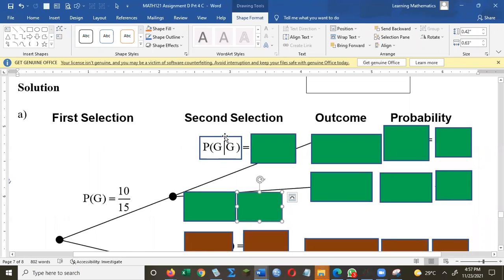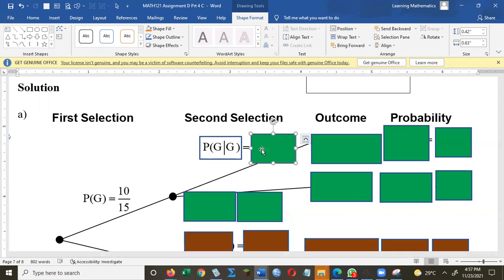Here it is again. If it is a green card he selected. You can even use the word if instead of after. If it is a green, what is the probability of him getting another green? If it was a green. What is the probability of him getting a green if it was a green he selected? Can anybody guess the answer?